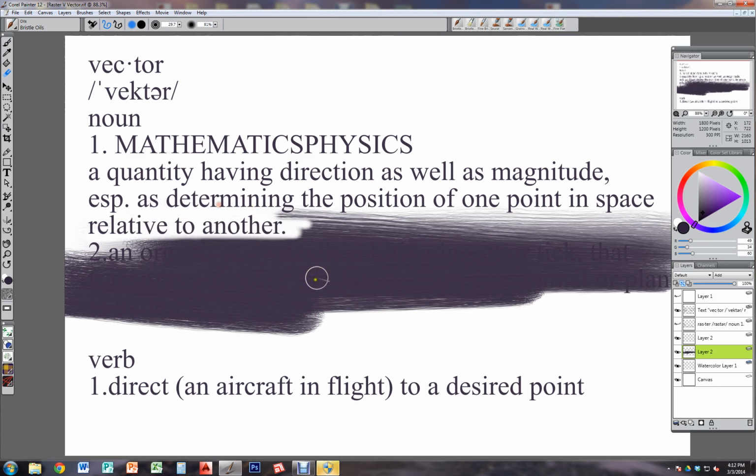Another way of thinking about it is as a verb, which means to direct an aircraft in flight to a desired point. So when you're flying in a plane and you call the tower and say, I need a vector, they're going to give you a very specific direction and speed in order to get where you're going. They're going to give you instructions. They're not going to draw your path for you.